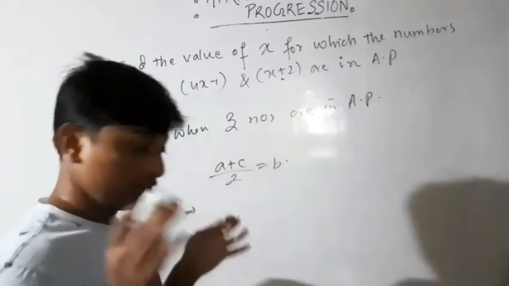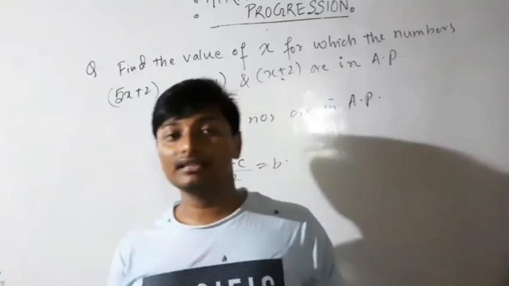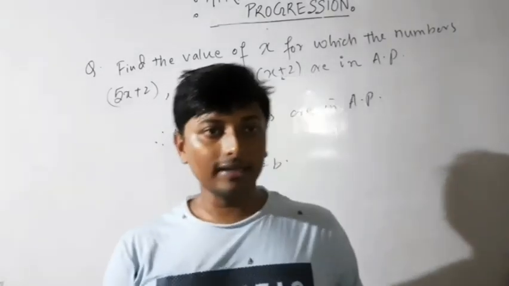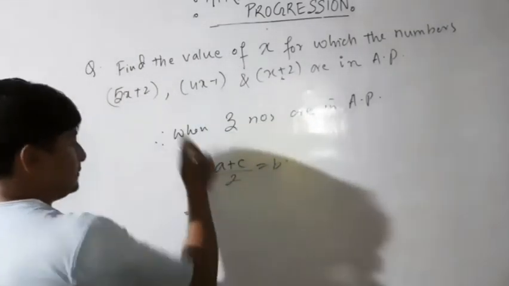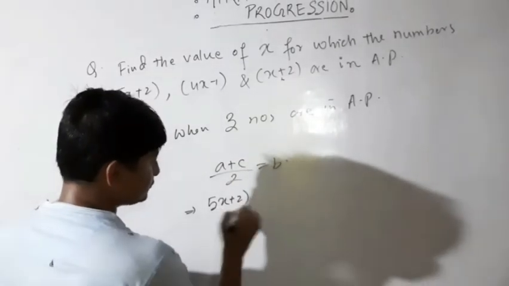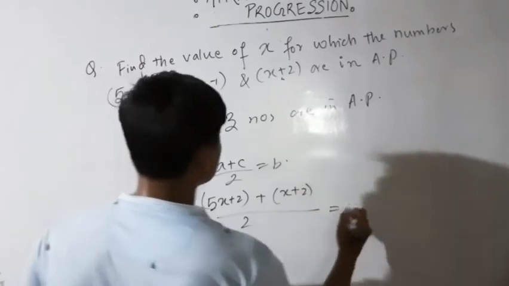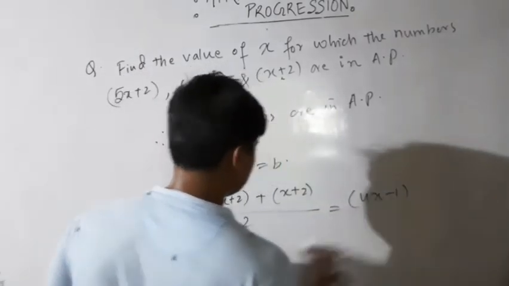Okay. In board, always remember, in your board exam, you will not get this much time to solve a particular problem. You have to use all the shortcuts available to you. Okay. So how to find it? In place of A, I will write 5x plus 2, add x plus 2, by 2 equals to B, that is your 4x minus 1.